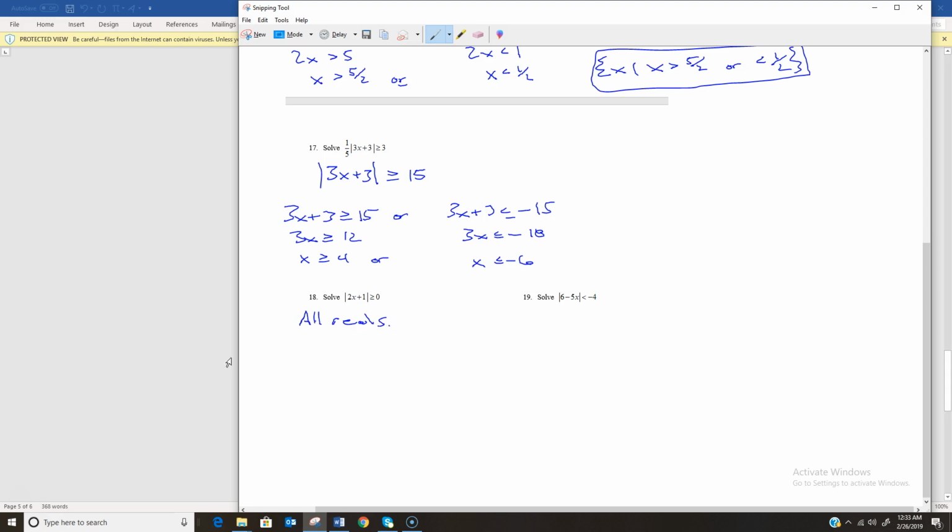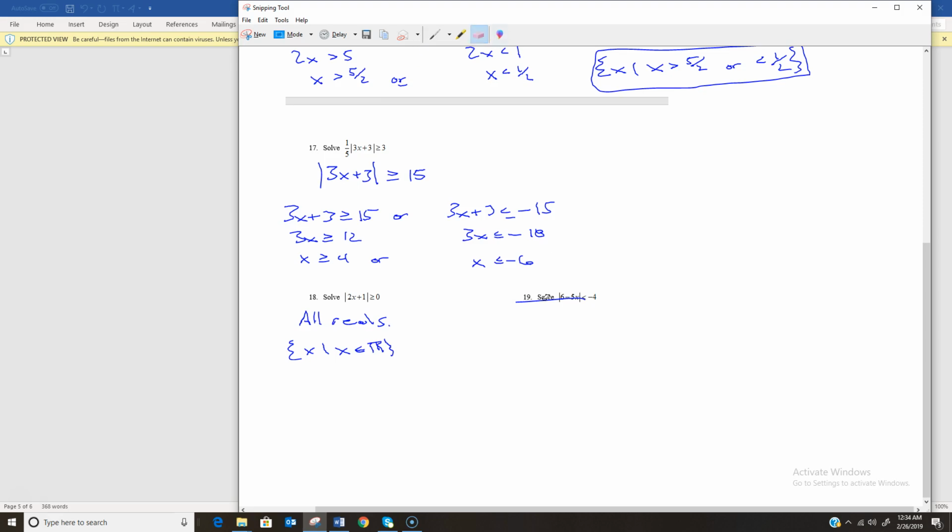Interval notation, it'd be negative infinity to infinity. The graph, you just color it all in. The set builder notation, x, where x is an element of the reals. And again, that's because when I take the absolute value of something, I'm either going to get a 0 or a positive. So everything is bigger than or equal to 0, no matter what I put in there.